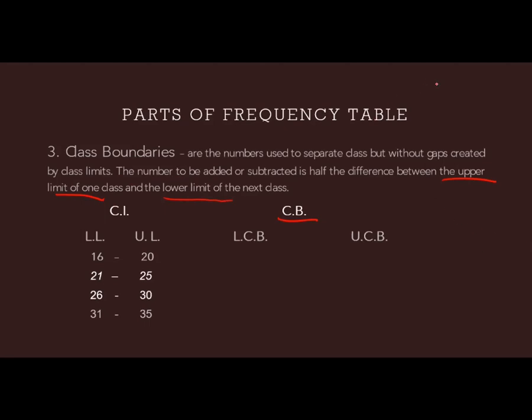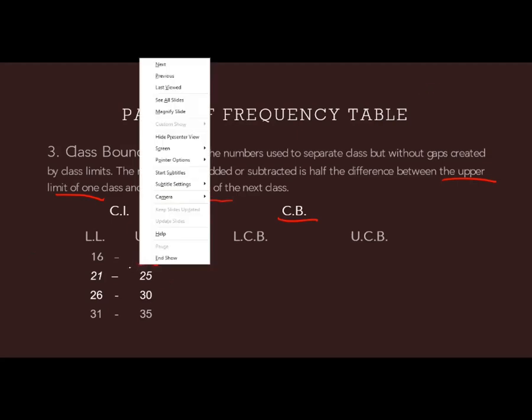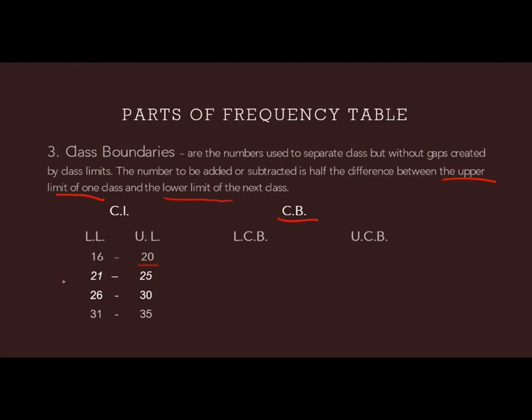So, say for example, we have here our upper limit, which is 20, and the lower limit of the next class is 21. So 21 minus 20, definitely we will be able to come up with 1.